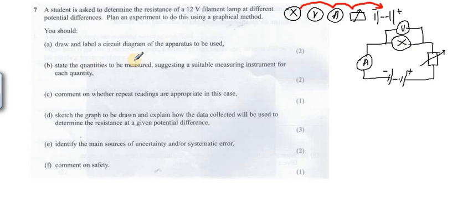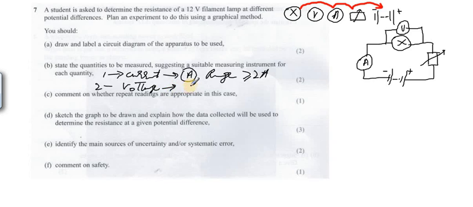Okay, part B, state the quantity to be measured, suggesting a suitable measuring instrument for each quantity. So we will be using ampere meter to measure the current. The first quantity would be current, and we use ampere meter of range greater than or equal to 12 ampere. The second quantity is voltage or potential difference. In order to measure voltage, we are going to use voltmeter of range greater than or equal to 12 volt.